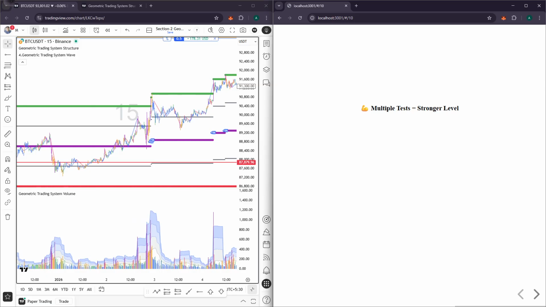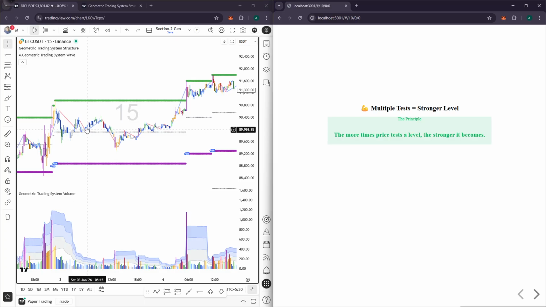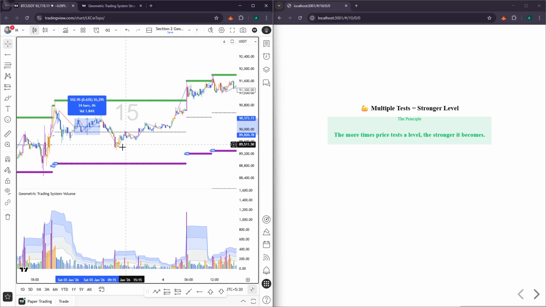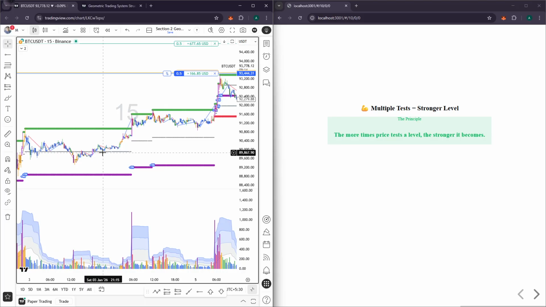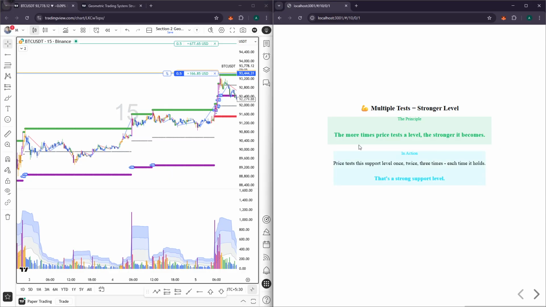Now, multiple tests means a stronger level. What do I mean by that? You see, lots of tests, lots of tests. So basically, it's saying the market is holding. Buyers are defending their position very well. So at the end of the day, the market is going to go up if the position is holding. That's the principle: the more times price tests a level, the stronger it becomes. In action, price tests this support level once, twice, three times. Each time it holds, that's a strong support level.